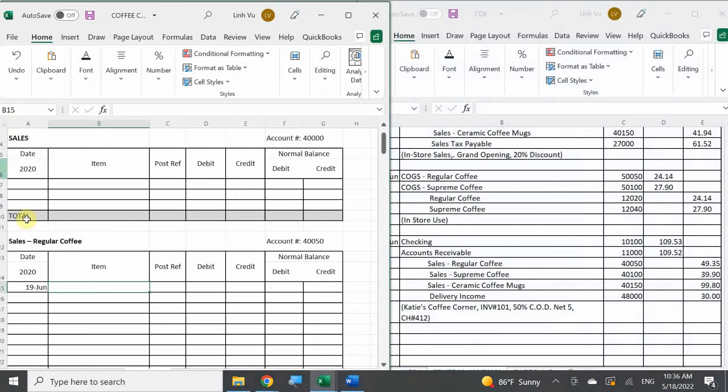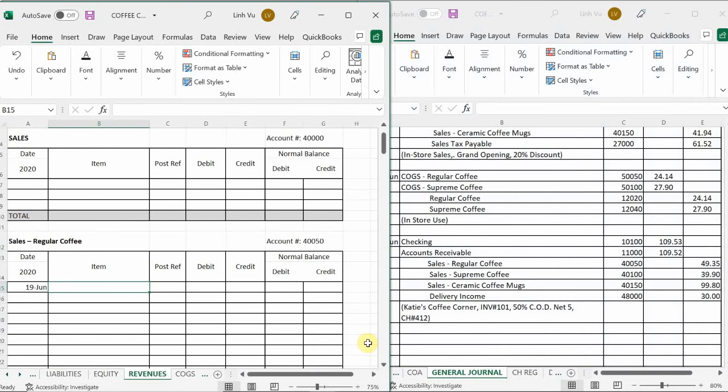We sold 15 pounds, so we'll put 15. We sold 15 pounds for a total of $49.35. So that will be my, oh, not a debit, it's a credit. $49.35. So that's going to be my credit there. Okay.